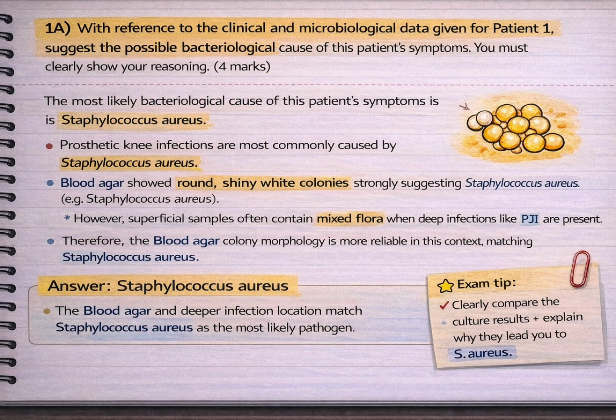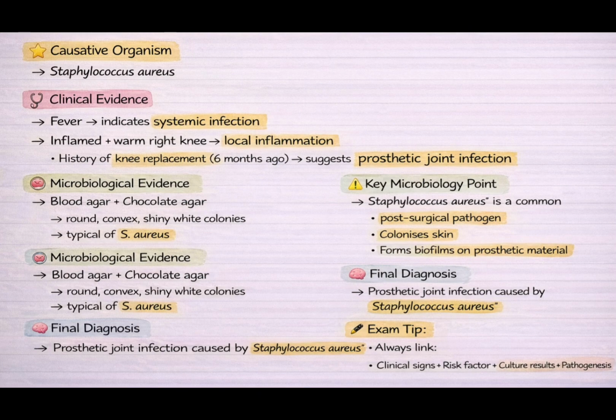Now let's answer this question step by step, making sure we clearly link the clinical and microbiological data. The most likely bacteriological cause of this patient's symptoms is Staphylococcus aureus. First, looking at the clinical data, the patient presents with fever and an inflamed warm knee, which indicates an active infection. Importantly, she had a knee replacement 6 months ago, which strongly suggests a prosthetic joint infection, a condition commonly caused by Staphylococcus aureus. Next, looking at the microbiological data.